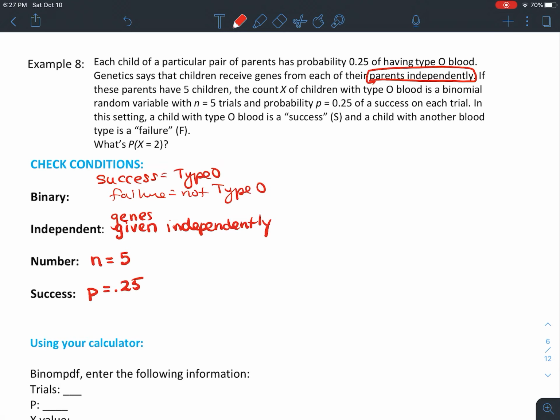Okay, so we've definitely clarified this. It mentioned there in the problem that this was a binomial random variable. It says here, in this setting, a child with type O blood is a success, we defined that there, and a child with another blood type is a failure. Now here's the question. What is the probability that 2 of the 5 children from a set of parents would have type O blood?